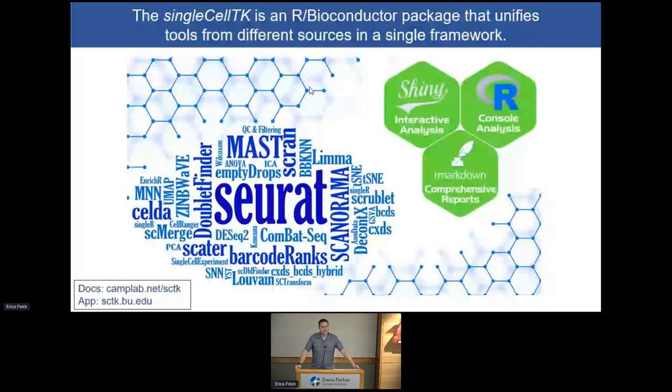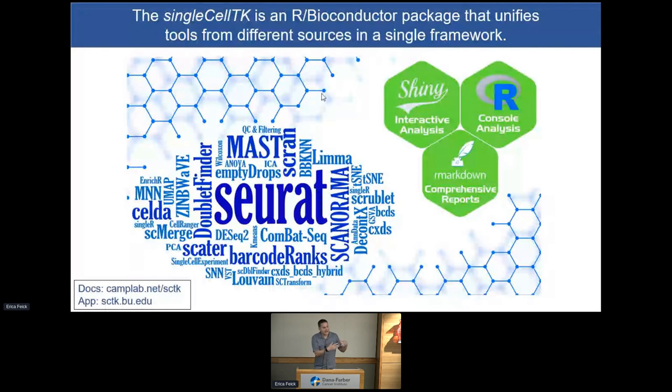What we've really tried to do is streamline the process by bringing a comprehensive set of tools underneath one umbrella in this package we call Single Cell TK, or Single Cell Toolkit, which I might just call SCTK for short for the rest of the talk. It's an R Bioconductor package that unifies a bunch of different tools for doing a bunch of different analyses in one single common framework. You can see a list of tools and data structures that we support there in the cloud, and I'll talk a little bit more about them.